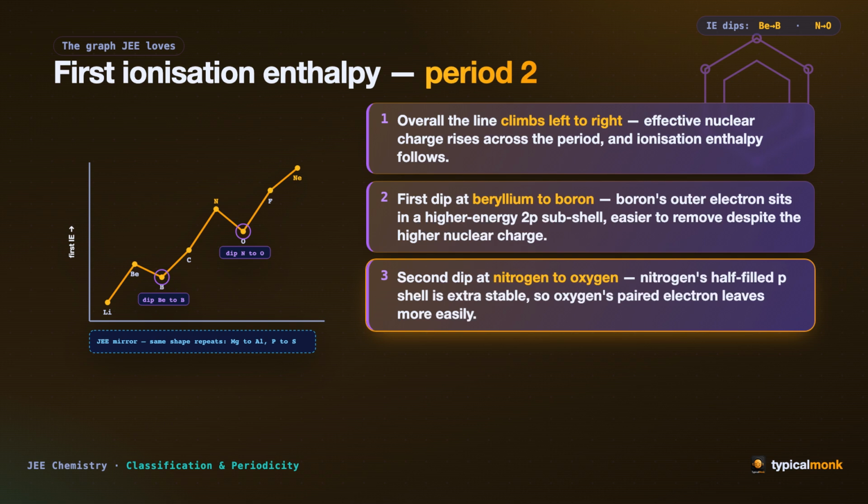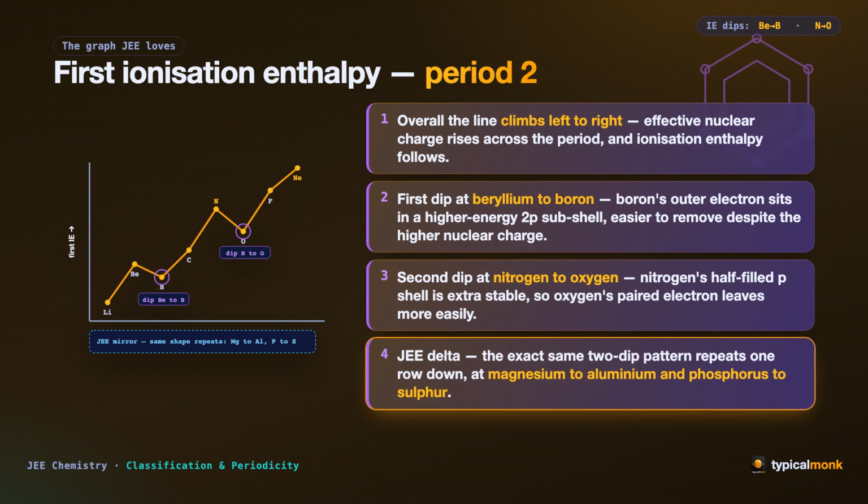The second dip runs from nitrogen to oxygen. Nitrogen's half-filled p subshell is extra stable and reluctant to let go of an electron, while oxygen's extra electron is paired and feels repulsion, so it leaves more easily. Here's the detail that separates G from neat. This exact shape repeats one row down. Magnesium to aluminium is the very same subshell dip, and phosphorus to sulfur is the very same half-filled dip. Learn the pattern once, and you own both periods.